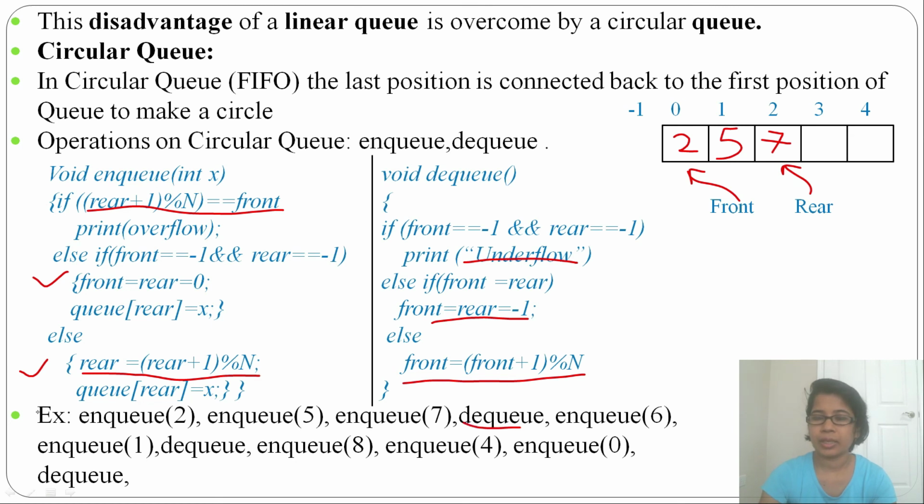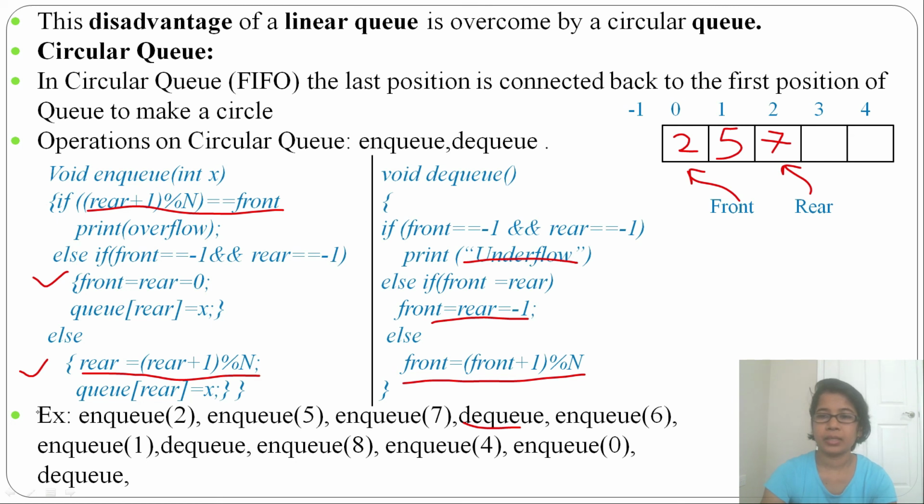Okay, now just see, front is pointing to 0 and rear is pointing to 2. So first, if front is minus 1 and rear is minus 1, no. Then if front equals rear, no. So this is the third case. So what we'll do is front equals front plus 1 mod n.